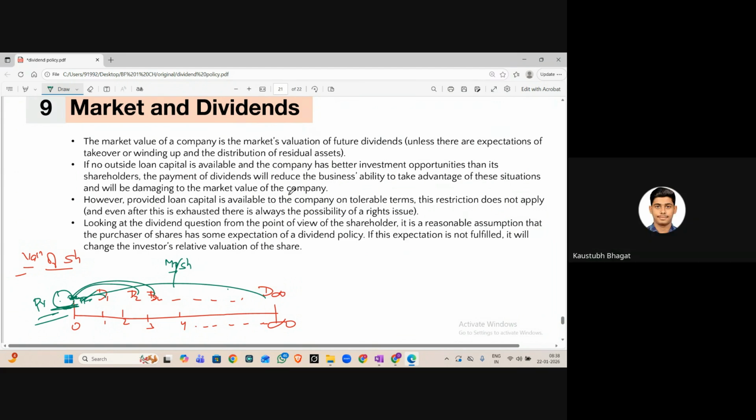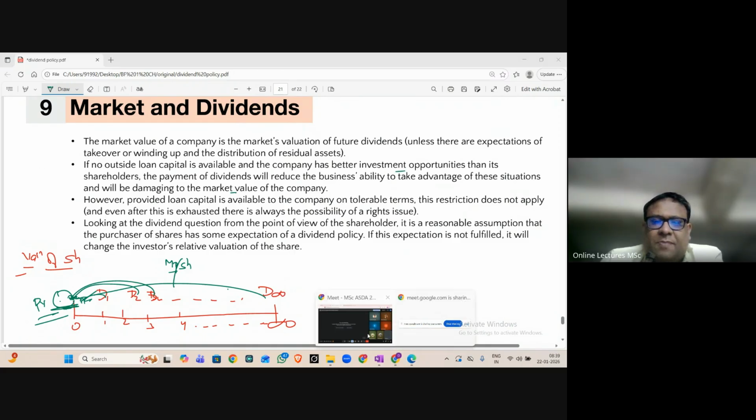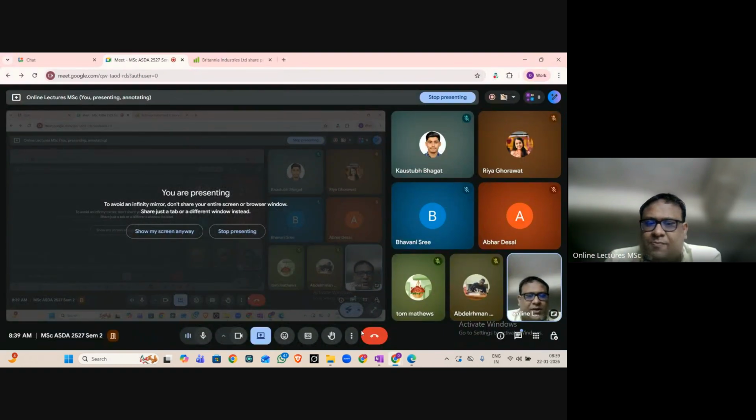The market value of a company is the market's valuation of future dividends, unless there are expectations of takeover or winding up and the distribution of residual assets. If no outside loan capital is available and the company has better investment opportunities, then the payment of dividends will reduce the business's ability to take advantage of these situations, and will be damaging to the market value of the company. So if the company has better reinvestment opportunities than the stockholders, it is better that the investors don't expect dividends.